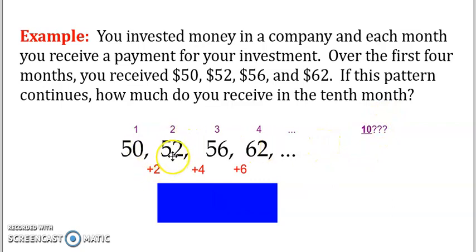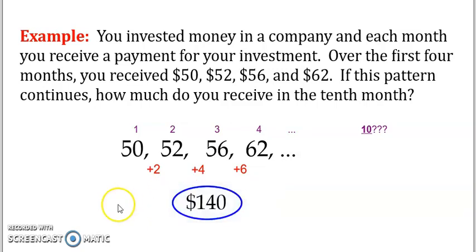So it looks like I add 2, then add 4, then add 6. Next would be add 8. So I'm at 70. And then I'd add 10, 80. And then I'd add 12, 92. And we could just continue that as we go through. And if you have a calculator, this will take you maybe 10 seconds. On the 10th month, we would have $140.